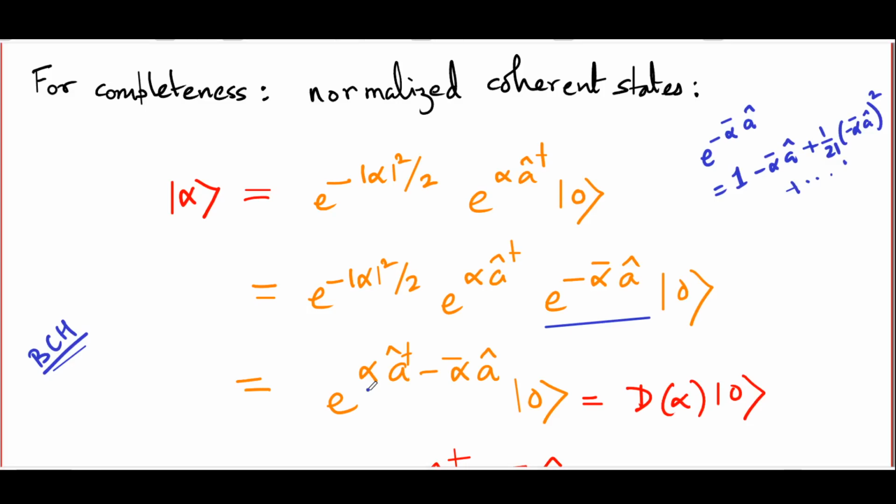And the beauty of this operator, of course, is that it is a unitary operator. Note that alpha a dagger minus alpha bar a hat in the exponent here is actually an anti-Hermitian operator, and when you exponentiate an anti-Hermitian operator, what you get is a unitary operator. And therefore, it's not a surprise that the resulting ket alpha is actually normalized.